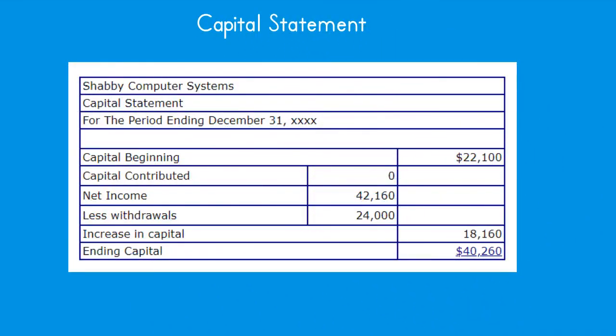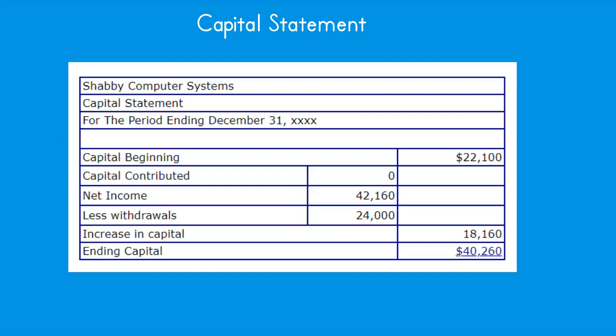The capital statement. The capital statement serves as the bridge between the income statement and balance sheet. It uses the net income or loss from the income statement, in addition to the owner's investments and withdrawals, to determine the owner's ending capital balance shown on the balance sheet.